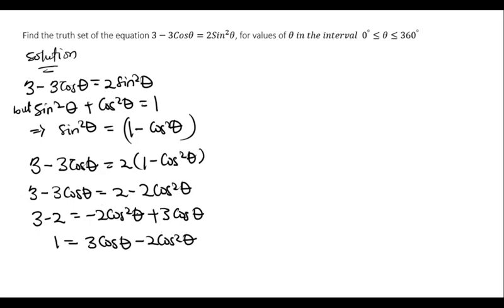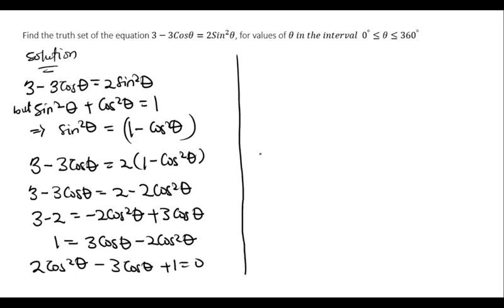So if I send the negative 2 cos squared theta over here, it becomes positive 2 cos squared theta. Then this becomes negative, so minus 3 cos theta. Then the 1 is still here, so plus 1 is equal to 0. Okay, so from here we can see that we cannot solve further because we have cos, so we need to let something be something. So for us to continue, we say let cos theta be equal to y.